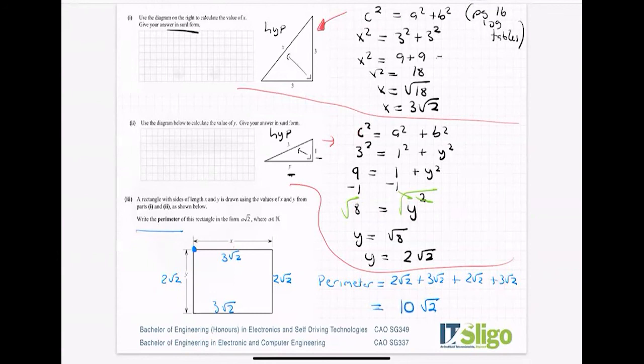Okay, and if that's difficult for you, think about this. If I had written it as 2x plus 3x plus 2x plus 3x, wouldn't you have added up all the x's and just got 10x? Okay, so that's all I've done mathematically in this, except my x in this case is root 2's. So 10 root 2 is the answer to the perimeter. And that's that question done.